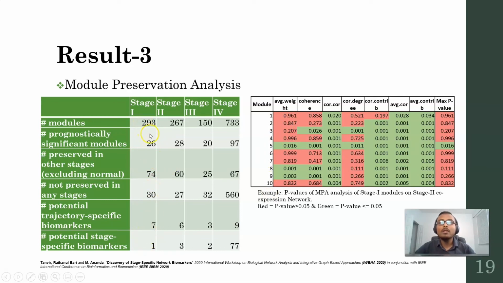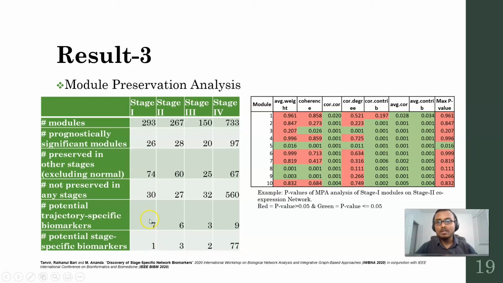So for example, among 293 modules, 74 of them happen to be preserved in stage 2, stage 3, and stage 4, but not preserved in normals. And 30 modules out of 293 were not preserved in any of the other stages. Among the 74 modules, 7 of them happen to have prognostic capabilities, and from the 30 modules, only 1 of them happens to have prognostic capabilities.